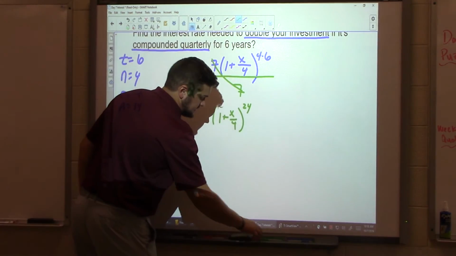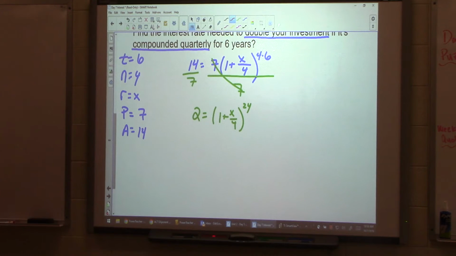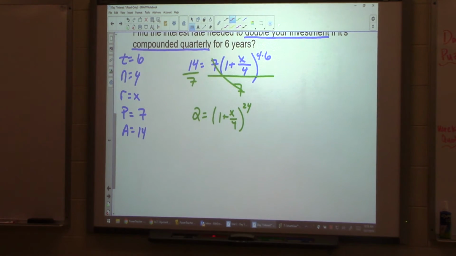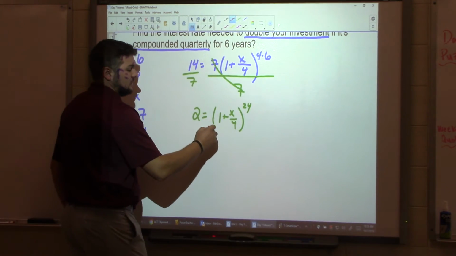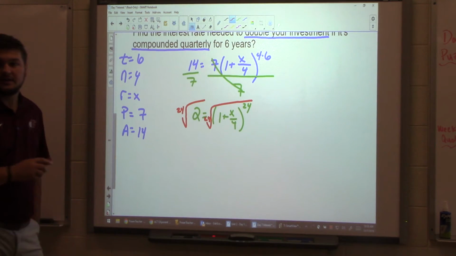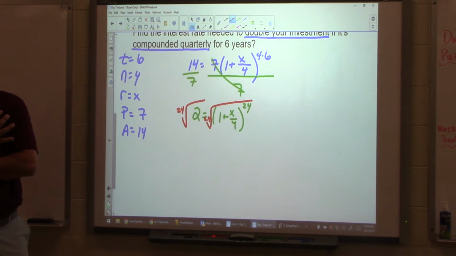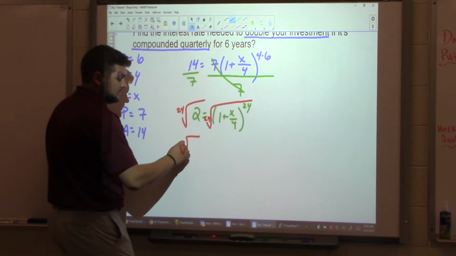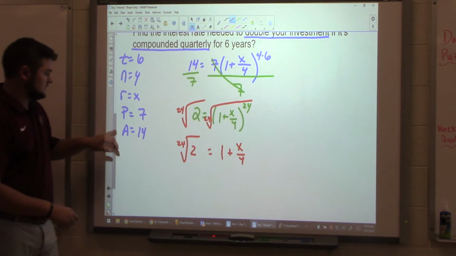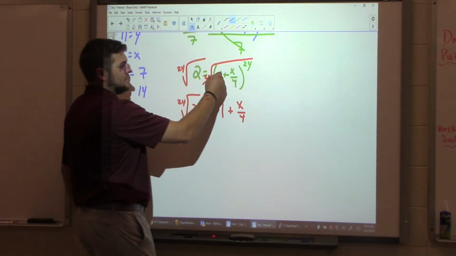Now I have to keep trying to solve for X. It's to the 24th power, so how do I undo that? How do you undo the 24th power? Not a square root. If we have a square, we take the square root, but we're going to take the 24th root. We've got to undo that exponent by using a radical. So we're taking the 24th root of both sides. Now, don't put it in your calculator yet, because we don't want to round yet. So the 24th root of 2 equals 1 plus X over 4. I take the 24th root, the radical and the exponent cancel.